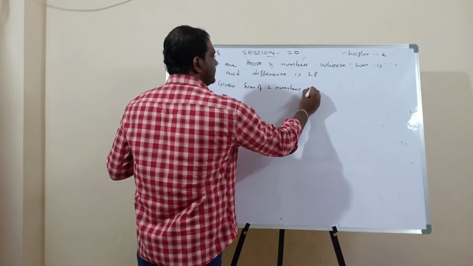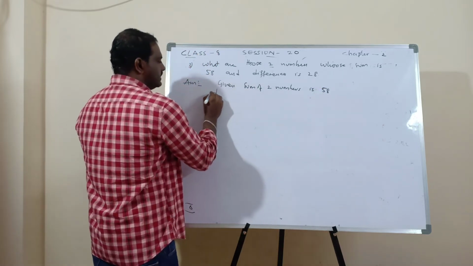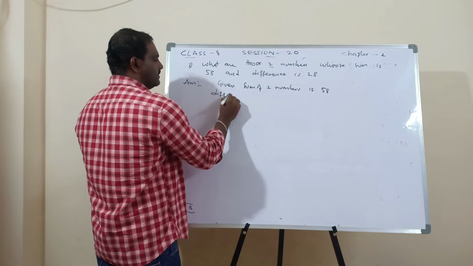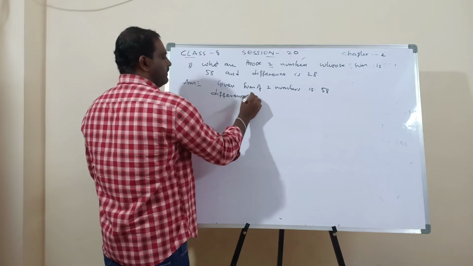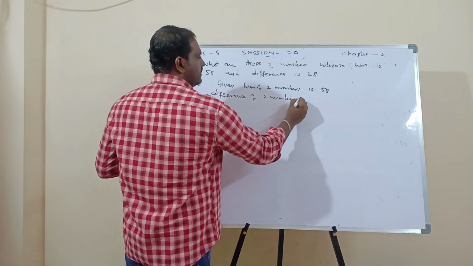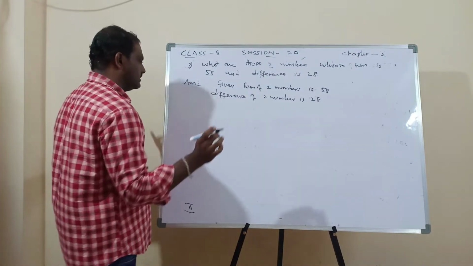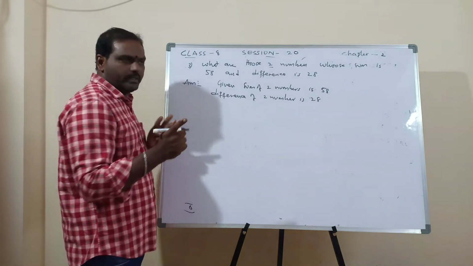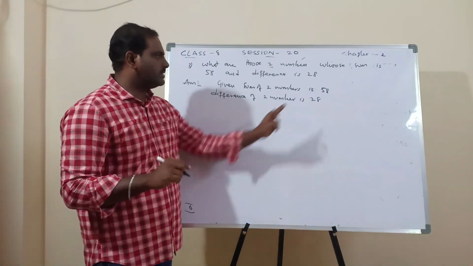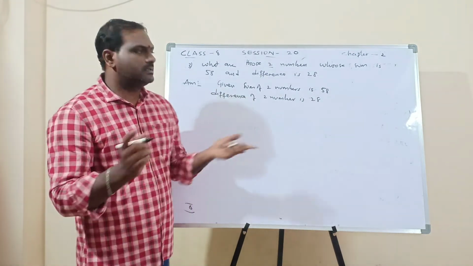Sum of two numbers is 58 and difference of two numbers is 28. We have to find the numbers. It's very simple. There are two numbers. If we add the two numbers, you will get 58. If we subtract the two numbers, you will get 28. Now what are the numbers?